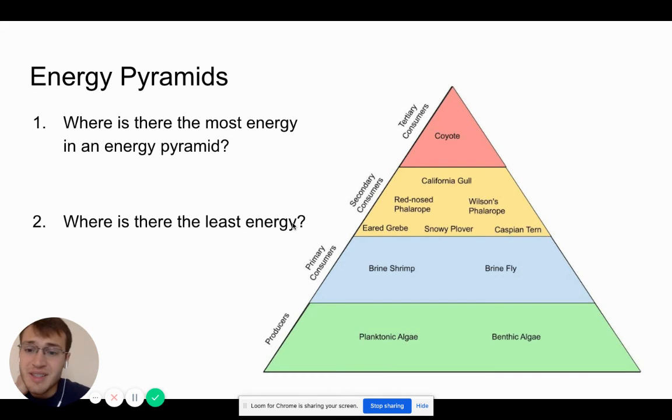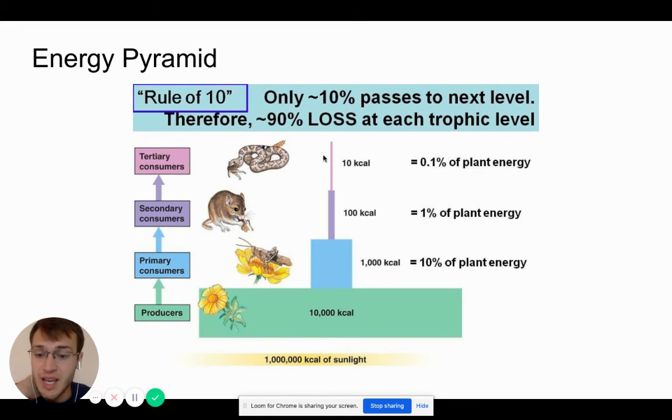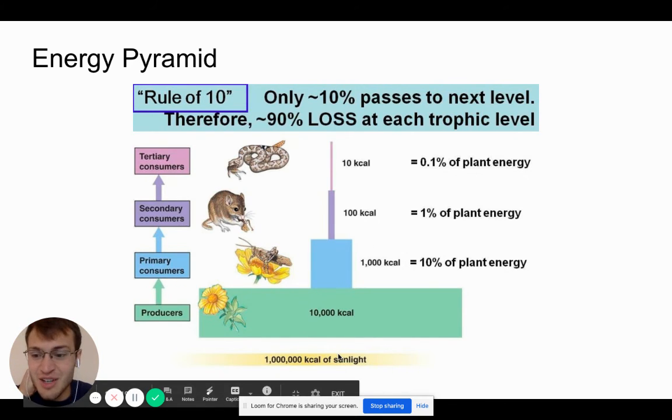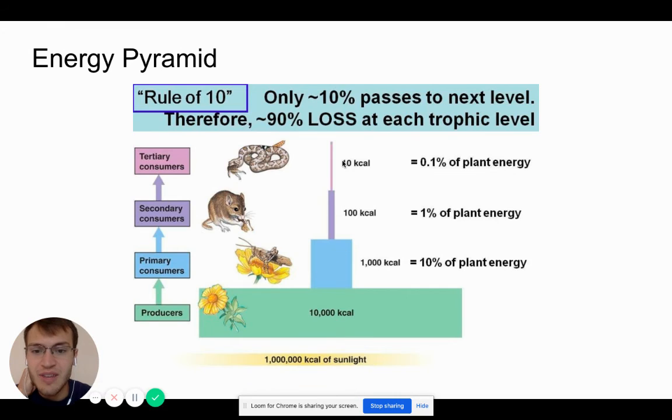Now, where is there the least energy? So yeah, the tertiary consumers. So the tertiary consumers have the least amount of energy. Again, that's because of the rule of 10. So if we look here, in this example, they can only get 10 calories of the sun's energy, after all of the energy is lost as that goes up the trophic levels.